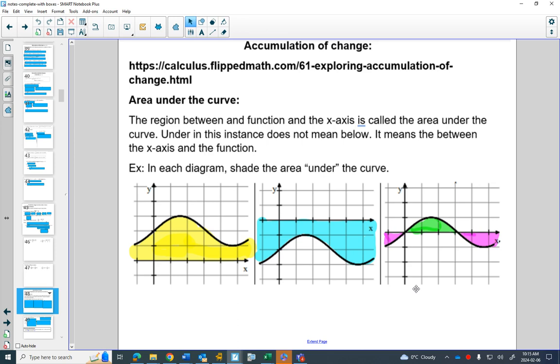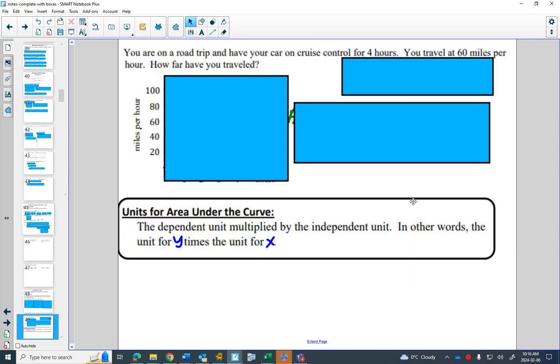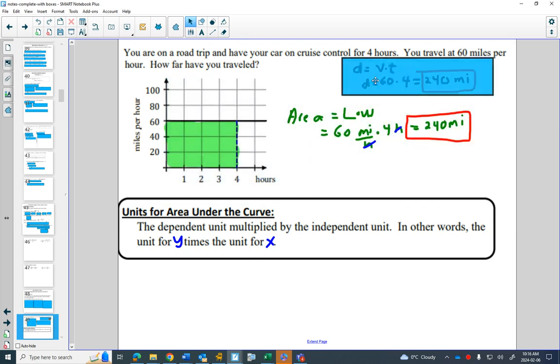And we saw in the video that any area that is above the x-axis, so this yellow one, would be positive, this blue one would be negative, and in the third example, the green area would be positive, and the purple areas would be negative. So we did this really simple example, which you already knew the answer to. If you traveled 60 miles per hour for 4 hours, you would have gone 240 miles.